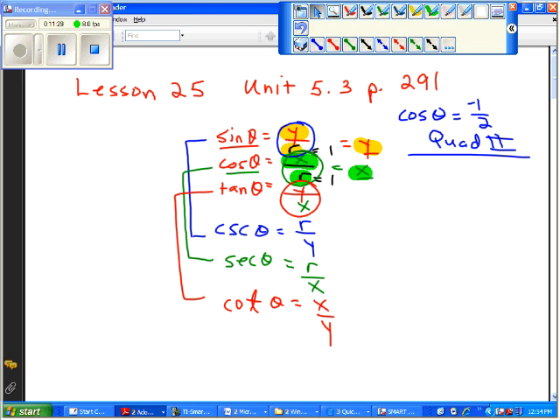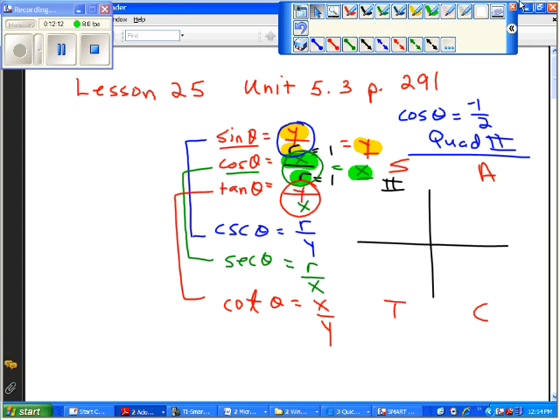All right, here's what's going to happen for a little bit, and then some of this is going to become memory work. We're going to think, okay, we're in quadrant 2. Now, we wrote this down somewhere, and we'll write it down again. Everything is positive in quadrant 1. Sine is positive in quadrant 2. Tangent is positive in quadrant 3. And cosine is positive in quadrant 4. We've already written that down. In quadrant 1, everything's positive. In quadrant 2, only sine is positive. In quadrant 3, only tangent is positive. In quadrant 4, only cosine is positive.